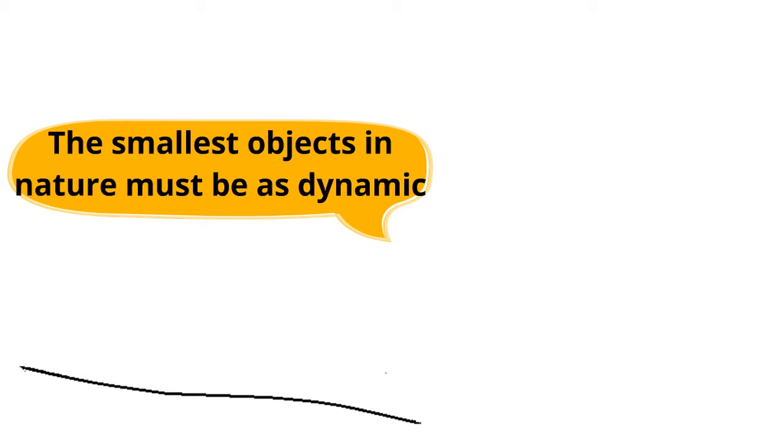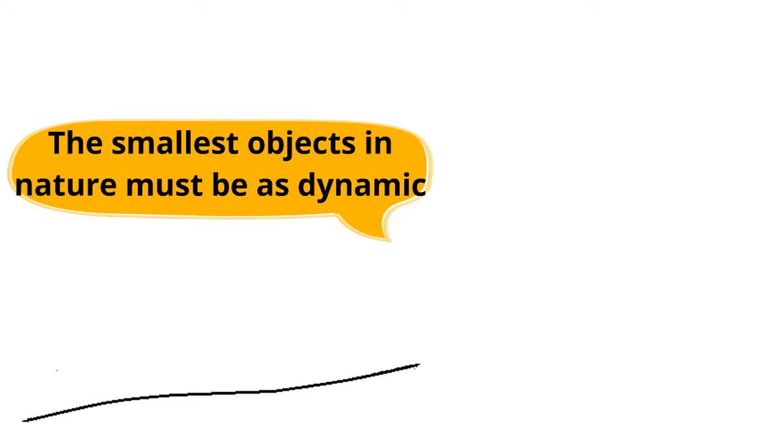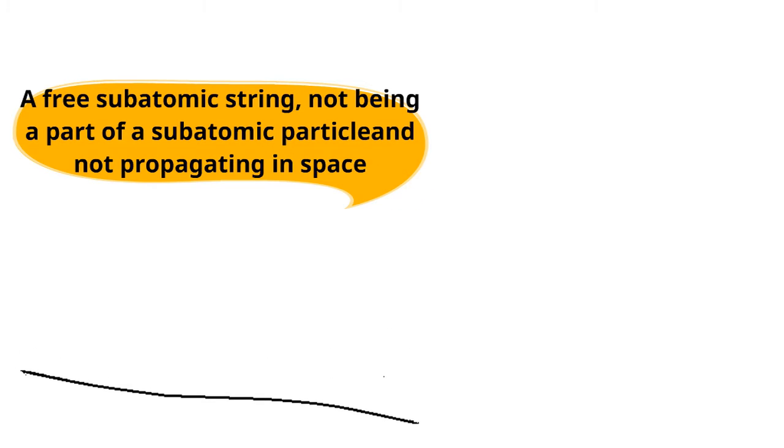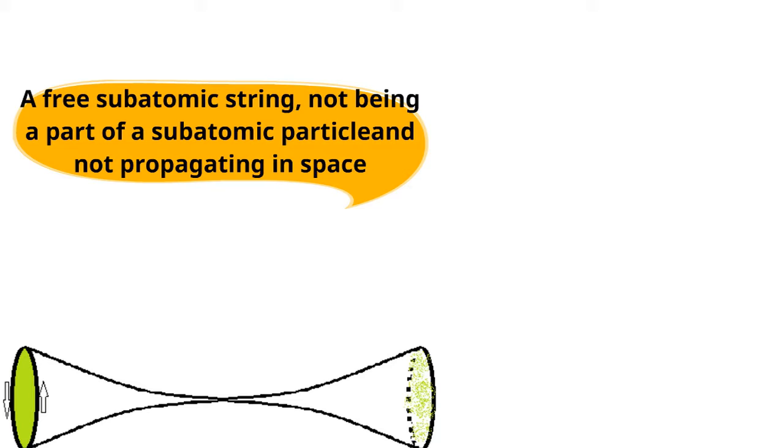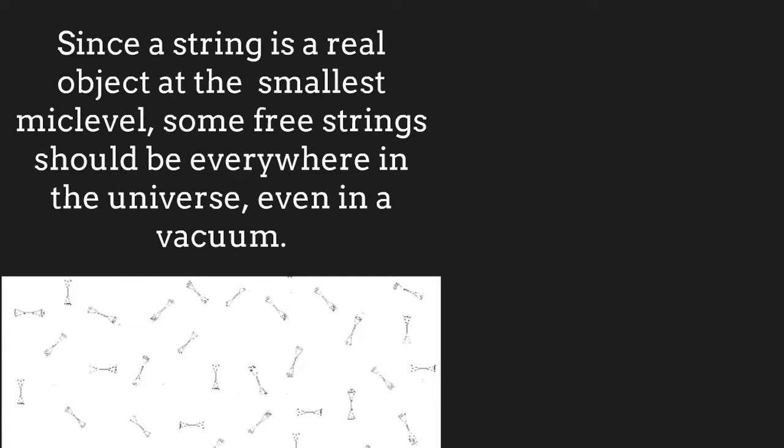How fields work. The smallest objects in nature must be as dynamic as strings in our macro world are. A free subatomic string, not being a part of a subatomic particle and not propagating in space, has both ends free, and so should look like a spinning hourglass. Since a string is a real object at the smallest micro level, some free strings should be everywhere in the universe, even in a vacuum. They have only rotational momentum, spin, because they do not travel.